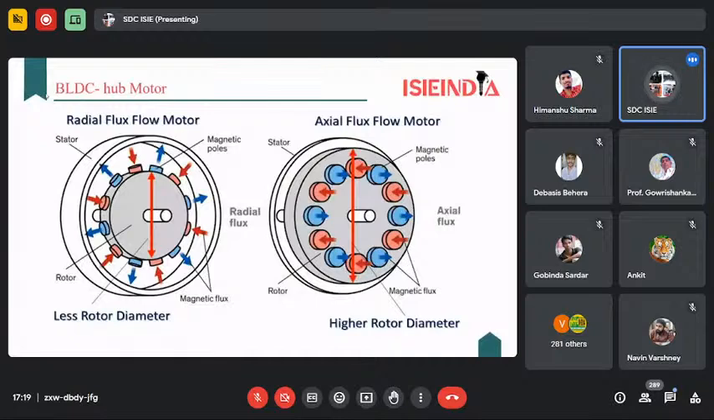At very low speed, on a two-wheeler, we are getting a speed range of about 45 kilometers per hour. This is a radial flux motor, where the flux flows in the radial form, not in the perpendicular form, whereas axial flux motors are used for three-wheelers or powertrain configurations.